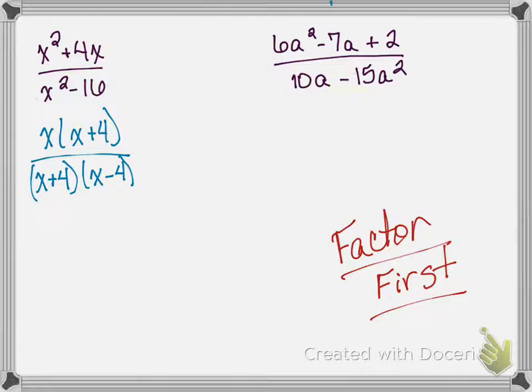Now, okay, don't go factor crazy, okay? Students like to factor this x, and you can't do that. This is the factor right here. You've got to factor it as a unit. You can't cancel just parts of it, okay? So my answer here is x over x minus 4.